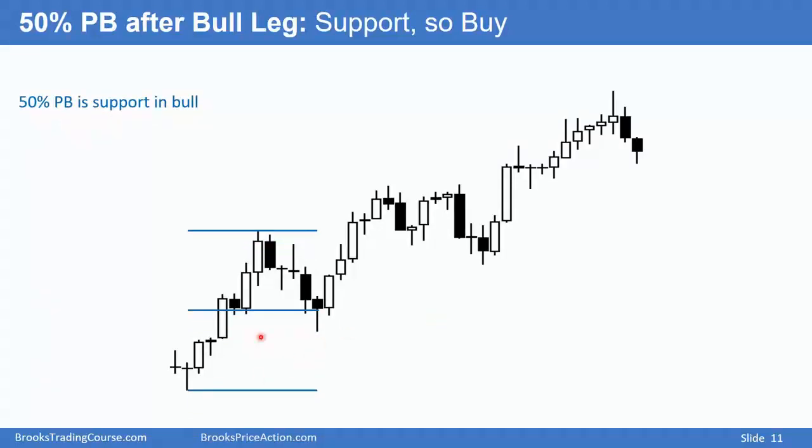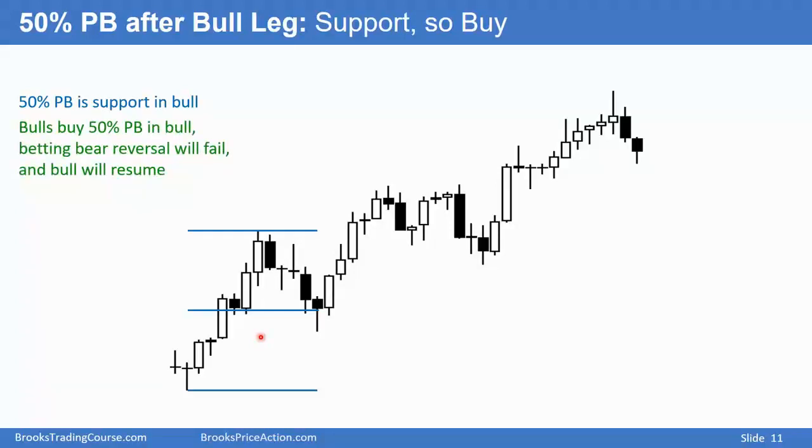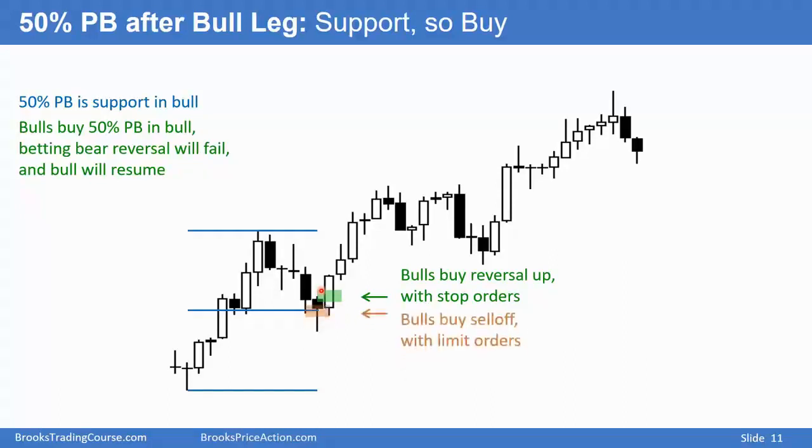Strong rally, 50% pullback. In a strong rally like this, if it starts to reverse down, bulls will place limit orders to buy a 50% pullback, betting that the bear reversal attempt will fail and that the bull trend will resume. They either buy with a limit order at a 50% pullback or on the reversal up, using a stop order.